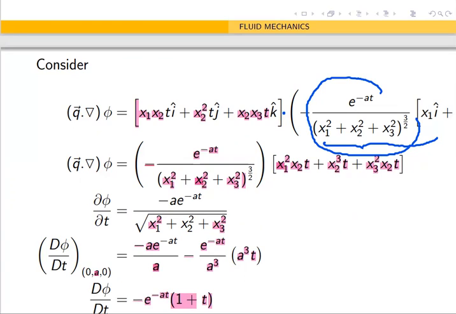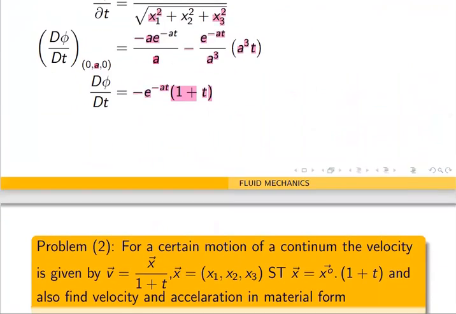Okay guys, so one problem is over on finding the material change of any quantity that is associated with the motion of the continuum. Now we shall go to one more problem.